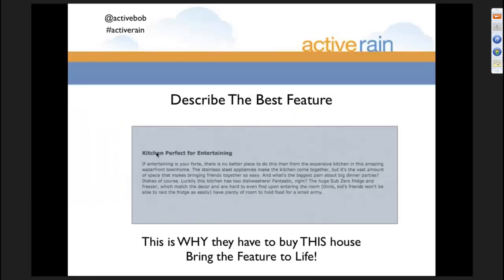So the next paragraph, we're going to describe that best feature, that second image that we chose to use. We're going to give it a full written description. It might be one paragraph, it might be 2 paragraphs. Okay, but we're really going to dive in and bring that feature to life. This is the reason why they have to buy this particular home. So in my case, it's the gourmet kitchen. I'm going to paint a story of somebody having friends over and entertaining around the amazing island that's there.